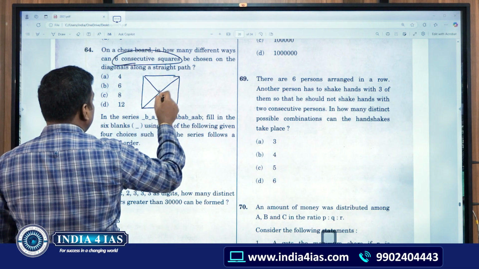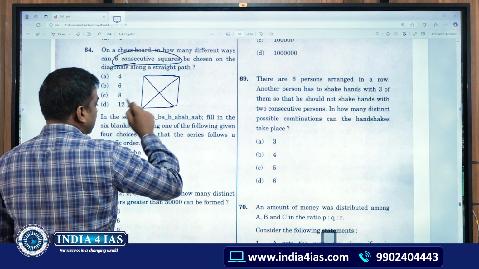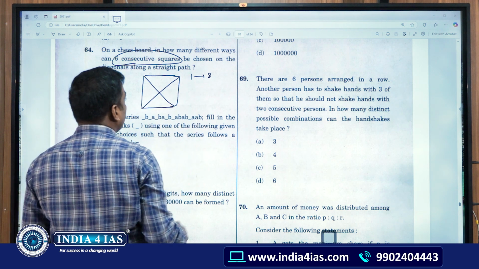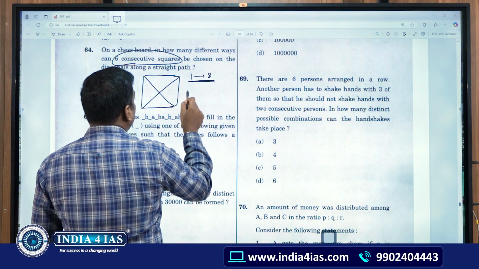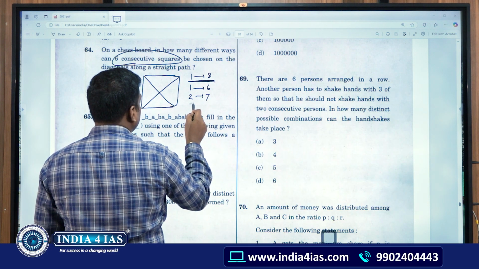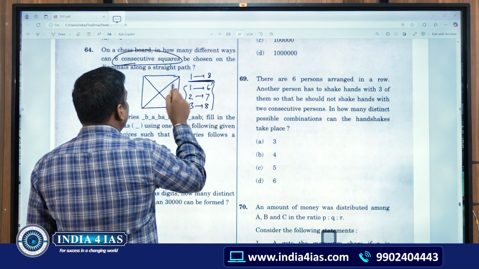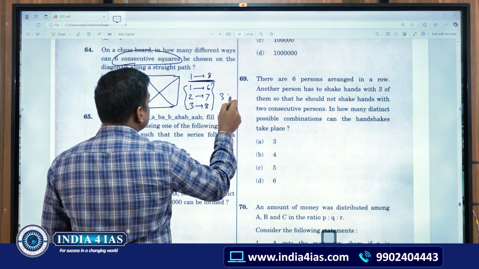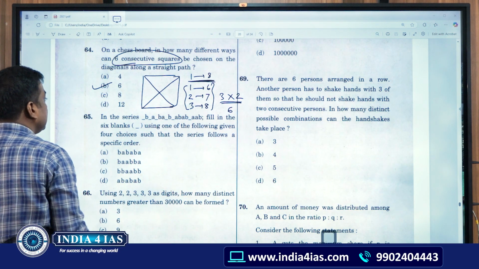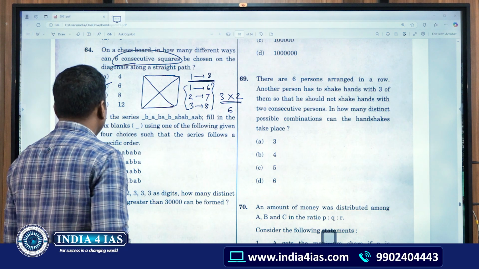So if you take this diagonal, there are 8 consecutive squares on this, 8 consecutive squares on this. So 1 to 8 squares on each. If you want to select 6 only, then 1 to 6 is one set, 2 to 7 is another set, 3 to 8 is another set. So 3 sets on each diagonal, 2 diagonals are there. 3 into 2 is equal to 6. So 6 such consecutive 6 squares we can have on the diagonal in the series.